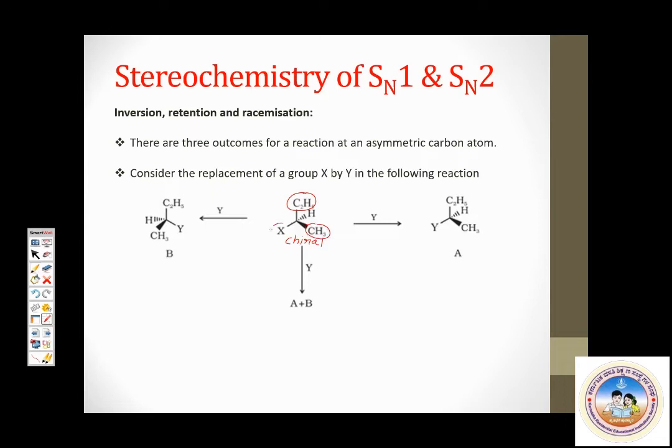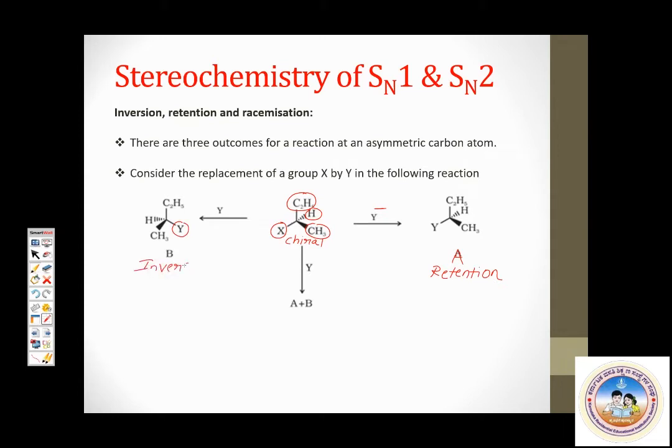Now, whenever you have a chiral molecule, these are the possibilities. Y minus nucleophile can take the same position as X. See, in A, I'm talking about A now. It can take the same position as X. Then you say the configuration is retained, retention. The other possibility is Y minus can take a position opposite to that of X. This is called inversion. Y is taking a position opposite to that of X. The relative position of Y is opposite to that of X.